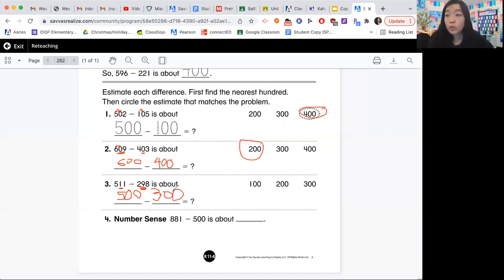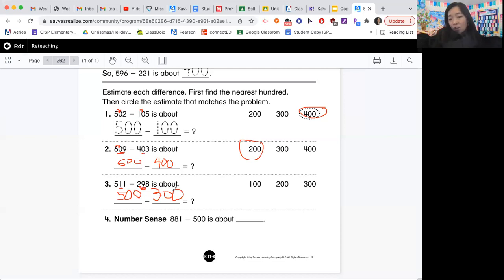Think about it, guys. 298. If you have $298, you're very close to $300. How many more dollars do you need to get to $300? You only need 2 more dollars to get to 300. So you're much closer to 300 than you are to 200.